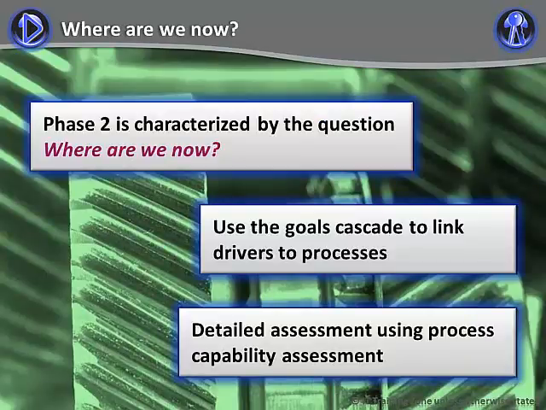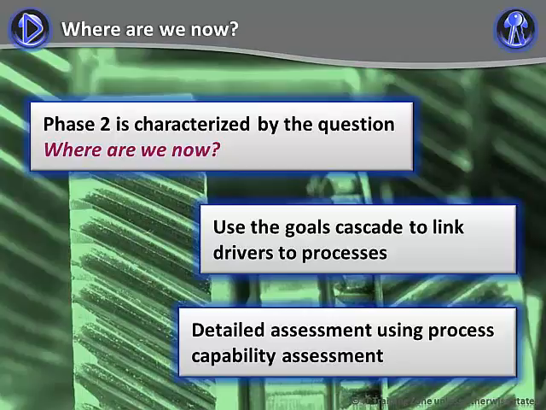Phase 2 is characterized by the question, where are we now? The drivers identified in Phase 1 are linked to enterprise goals, and then by means of the COBIT goals cascade to IT-related goals and then to IT processes. This will define the scope of the improvement program.